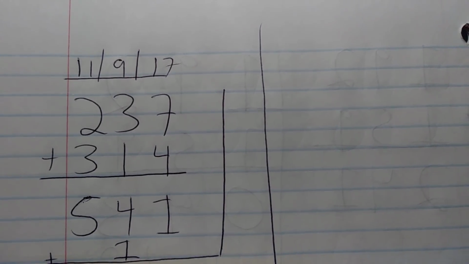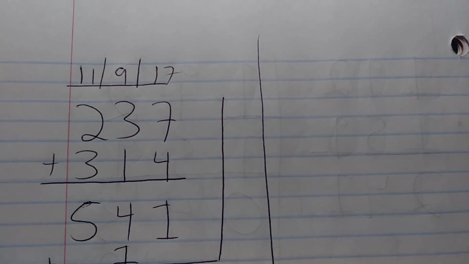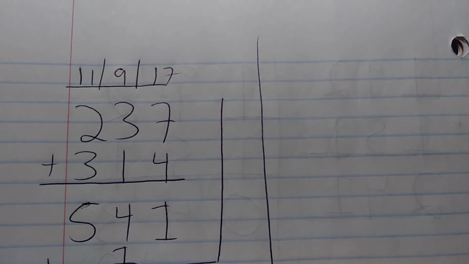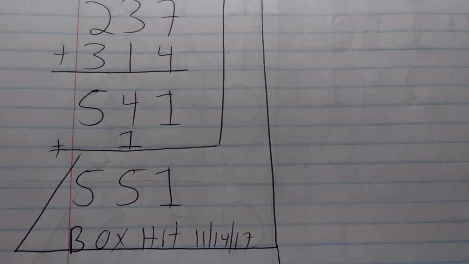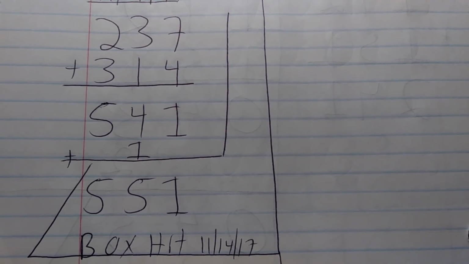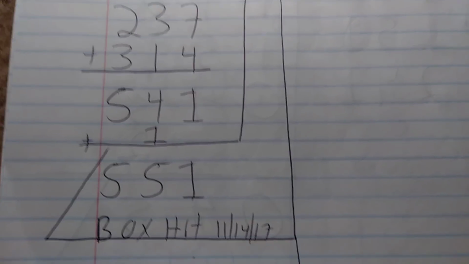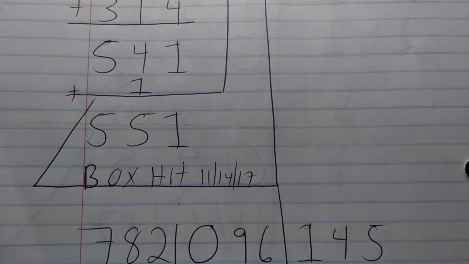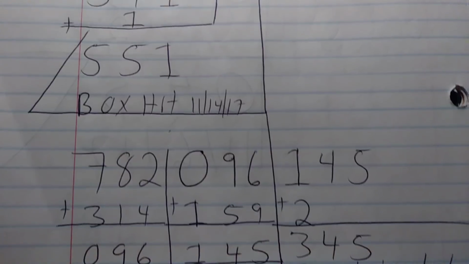Okay, so from this point, I'm not going to say what did or what did not hit. I'm just going to show you what did hit. So on November 9th, you had 237. You're going to add on the 314, so 7 plus 4 is 11, keep the 1. 3 plus 1 is 4, and then 2 plus 3 is 5, so 541. Add 1 to that second digit, and that's 551, and that one did hit on November 14th.